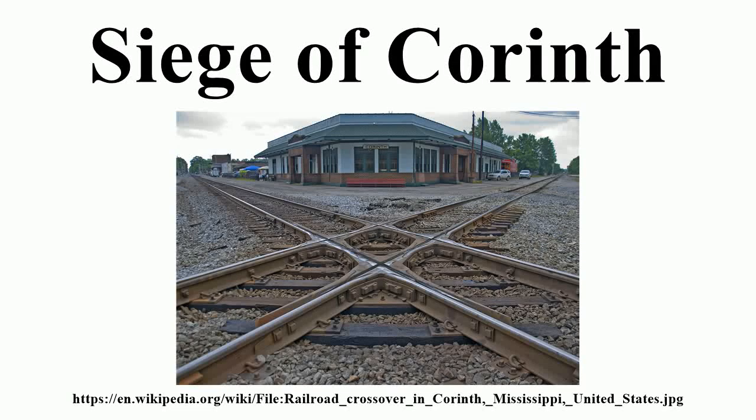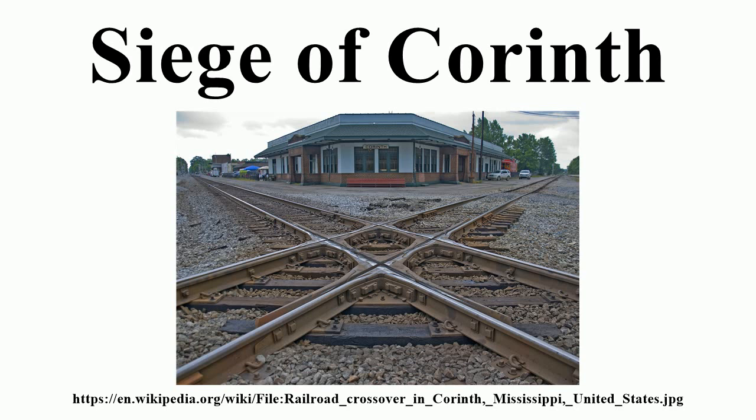The Siege of Corinth was an American Civil War battle fought from April 29 to May 30, 1862, in Corinth, Mississippi. The town was a strategic point at the junction of two vital railroad lines, the Mobile and Ohio Railroad and the Memphis and Charleston Railroad. The siege ended as the Confederates withdrew.